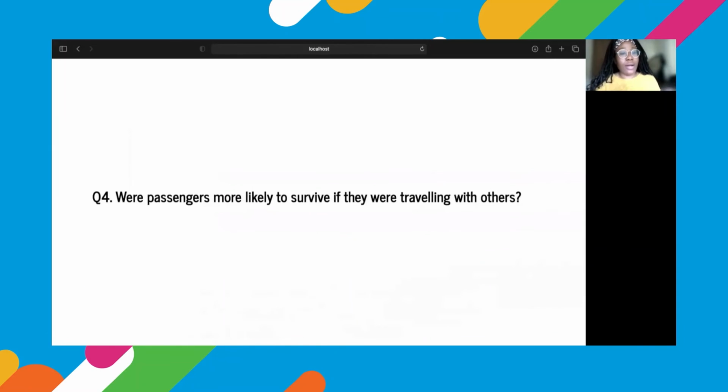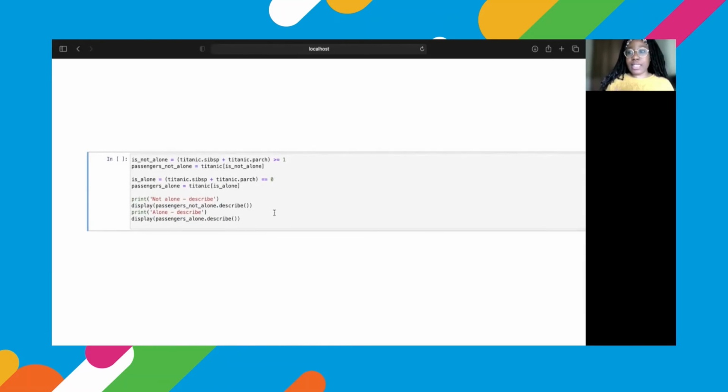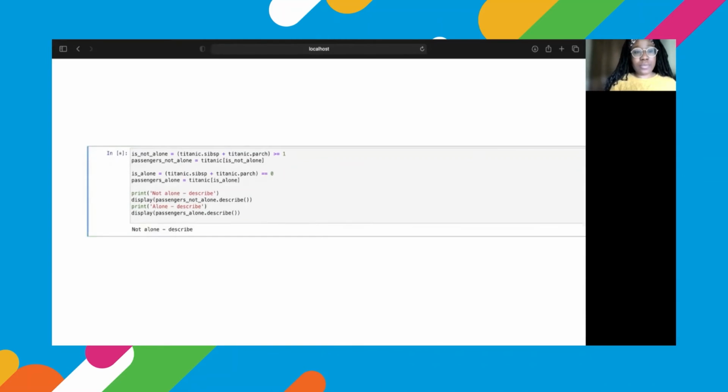Okay. Now, our last question today is, were passengers more likely to survive if they were traveling with others? So we know we have parents and children on the Titanic. We had single passengers traveling by themselves. So let's see what influenced survival, whether you were on your own or you were with other people.